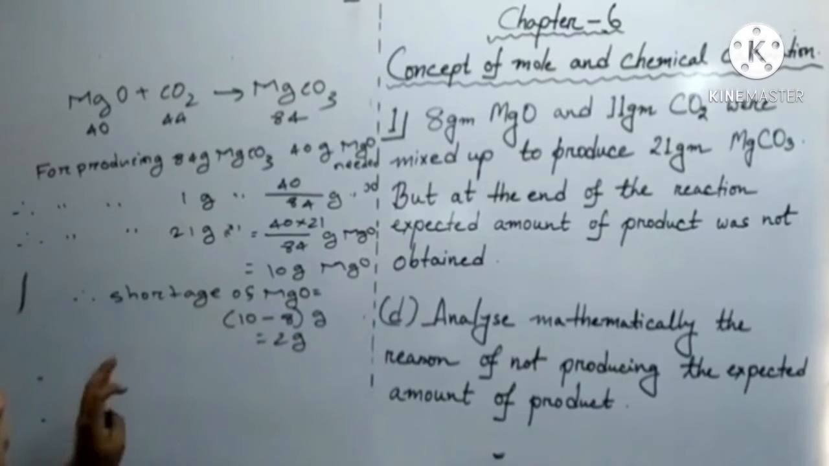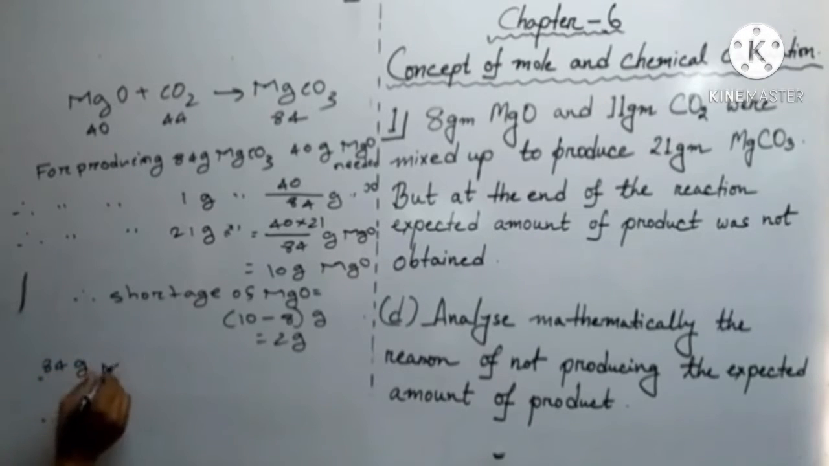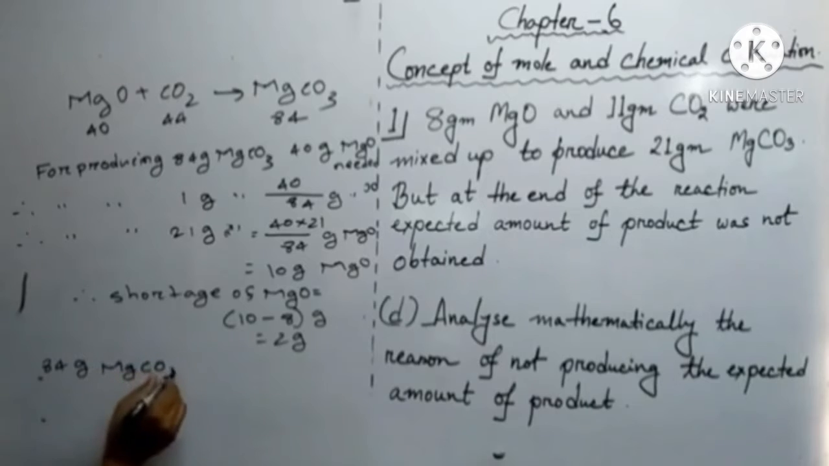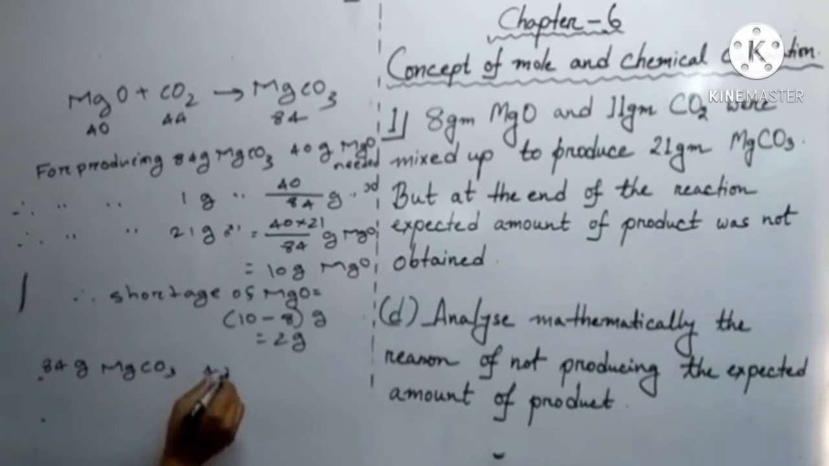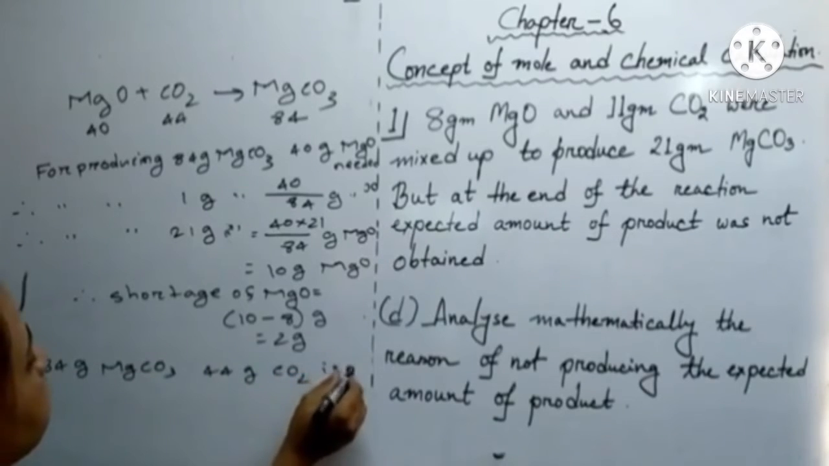Now come to the amount of carbon dioxide. Let's know the amount. For producing 84 gram magnesium carbonate, 44 gram carbon dioxide is needed.